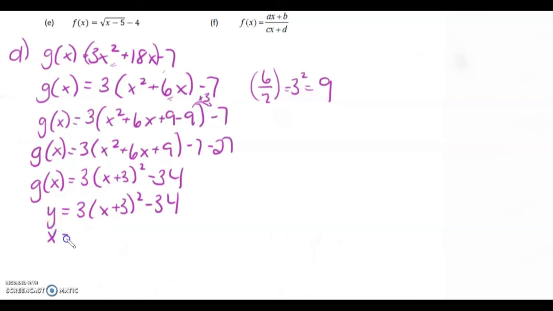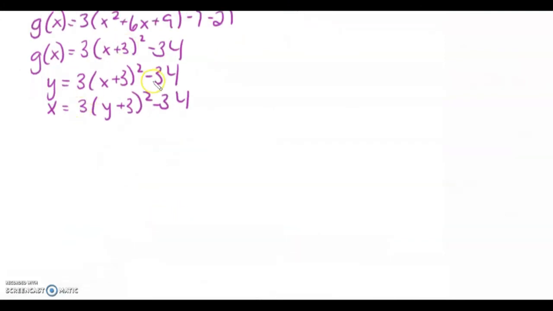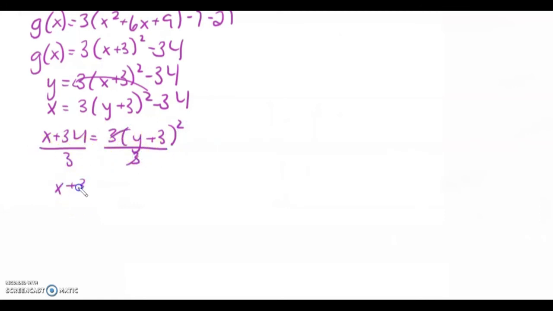So we're going to switch the x and the y, and then we're just going to rearrange and solve. Okay, so we're going to bring over this 34, and I get x plus 34 equals 3 times y plus 3 squared. Okay, divide both sides by 3. I get x plus 34 over 3 equals y plus 3 squared.